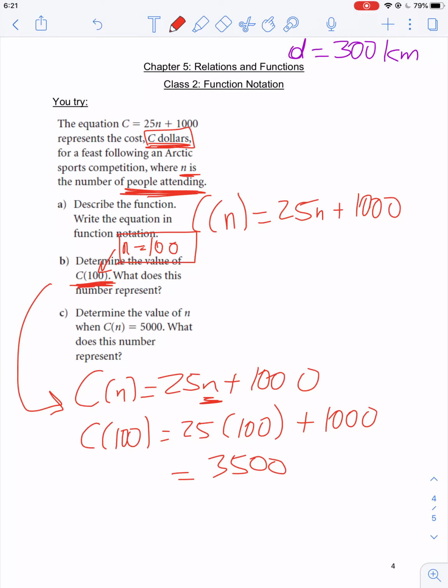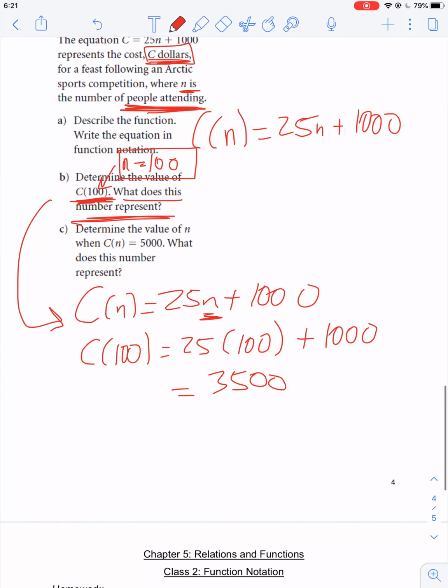This is fine, but if they're asking you what this represents, you can maybe write this out in English: that when 100 people attend, the cost will be $3,500. Okay, so you could write that in English. I'm not going to do that, but this is fine. And if you want, you could just put the dollar sign.